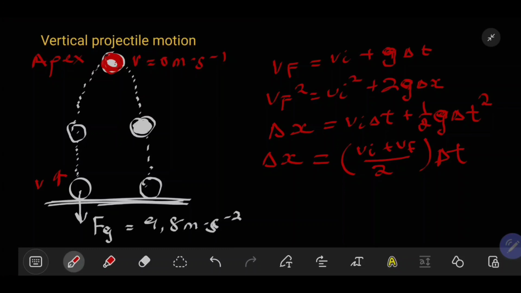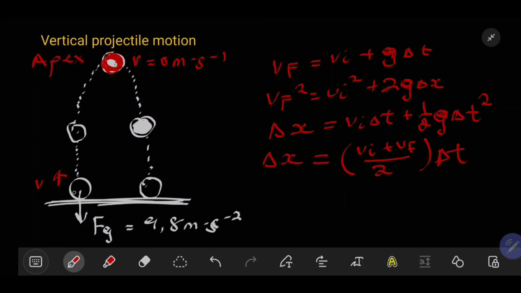All right, then Δx, we know that that is the change in displacement, which is the final position minus the initial position, or we measure the position from the initial to the final position in a straight line.